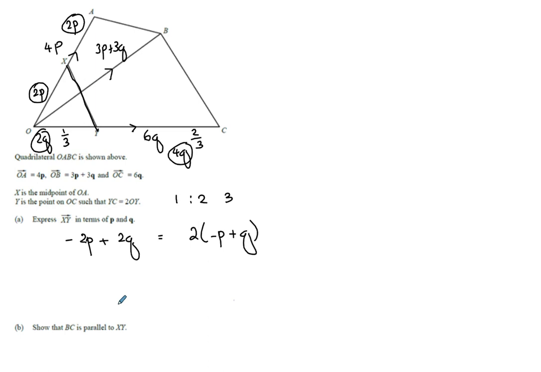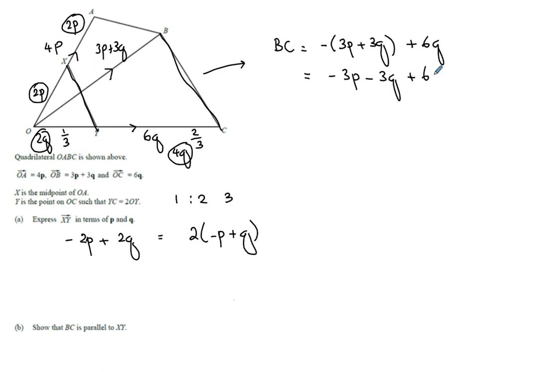Okay, show that BC is parallel to XY. So that line there, yeah. Okay, let's go for it. How do we get from B to C? Oh, that one's quite easy. We'll go right the way down and then that way there. So we're going the opposite direction. So as long as you remember, when you're minusing it, make sure it's in brackets. So minus 3p plus 3q, and then plus 6q. Okay, so minus 3p minus 3q plus 6q.